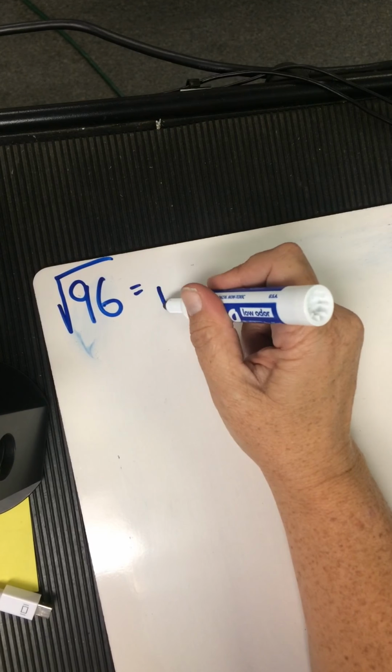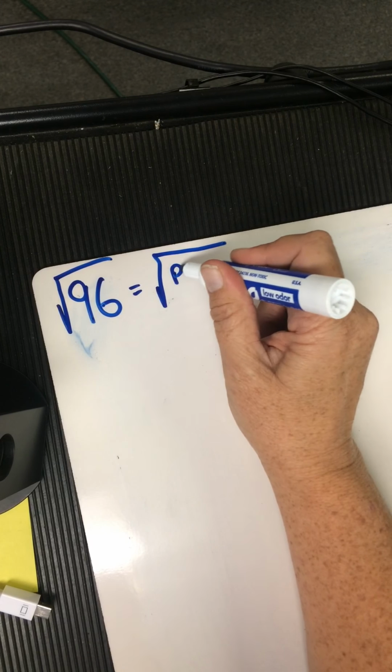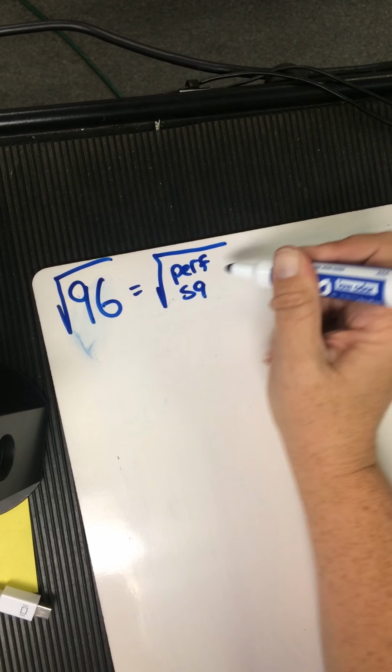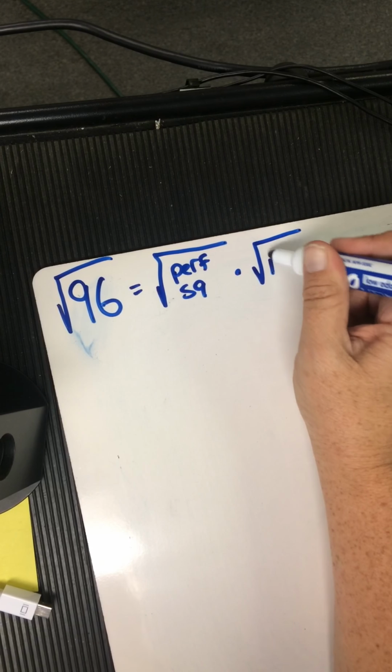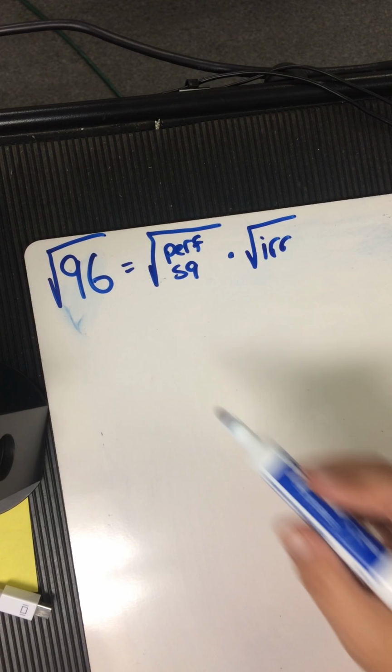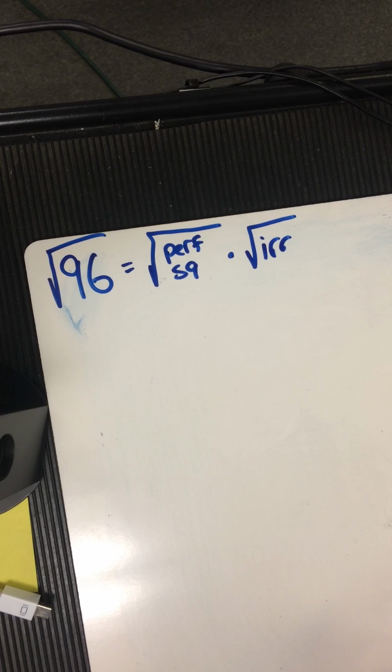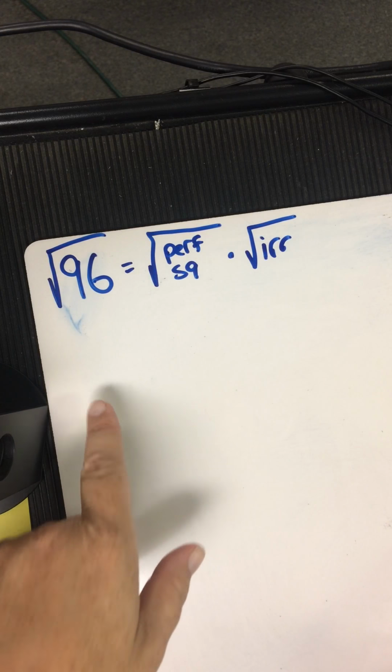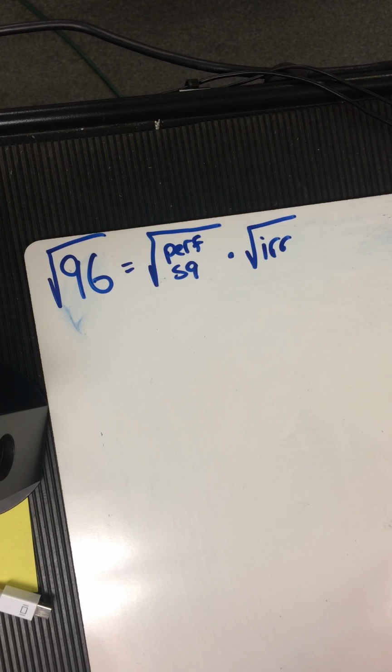Remember, what I'm looking for here is to do the square root of a perfect square times the square root of whatever, an irrational. So basically I'm looking for a factor of 96 that's a perfect square. Now the easiest way to do this would be to look at my list of perfect squares and see if any of them are a factor of 96.